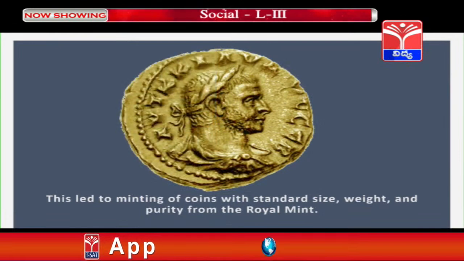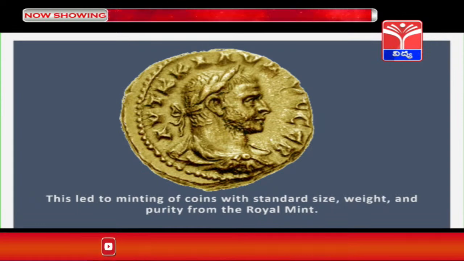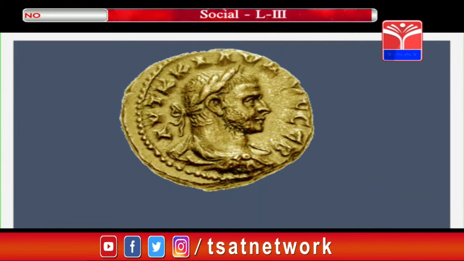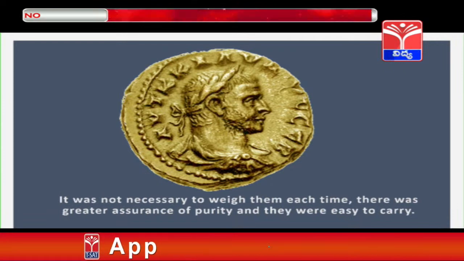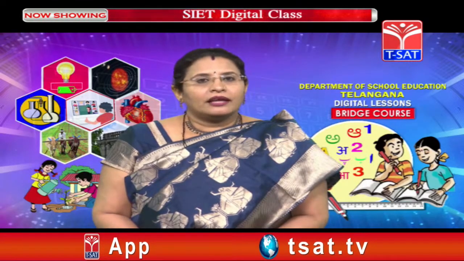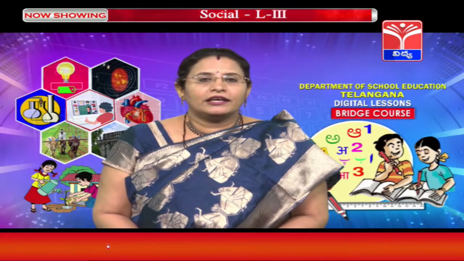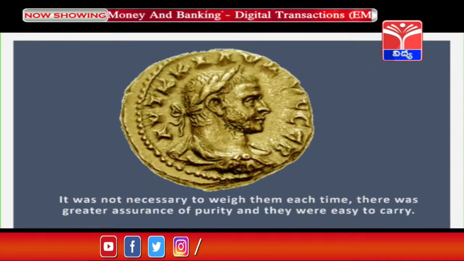So, to avoid all these problems, the kings who were ruling in those days took the initiative of minting coins. The coins minted in the royal mint were of standard size, weight and purity, and at the same time they were acceptable to all. Why? Because they were of the same weight and there was a greater assurance of purity, and they were easy to carry and acceptable all around.